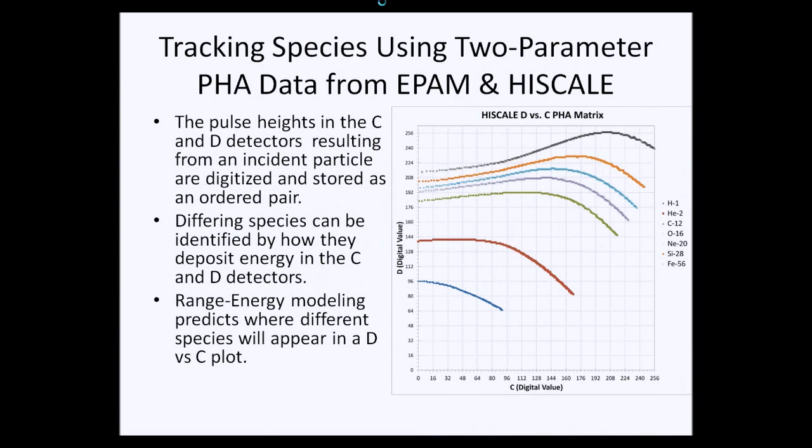As the ion makes its way through the two detectors, it deposits differing amounts of energy in each based on the ion species and charge state. The voltage pulse heights in the C and D detectors are digitized and stored as ordered pairs, which are then plotted in D versus C. One can determine total energy and identity of the incident ion based on modeled responses of the energy loss various species will experience in the two detectors.